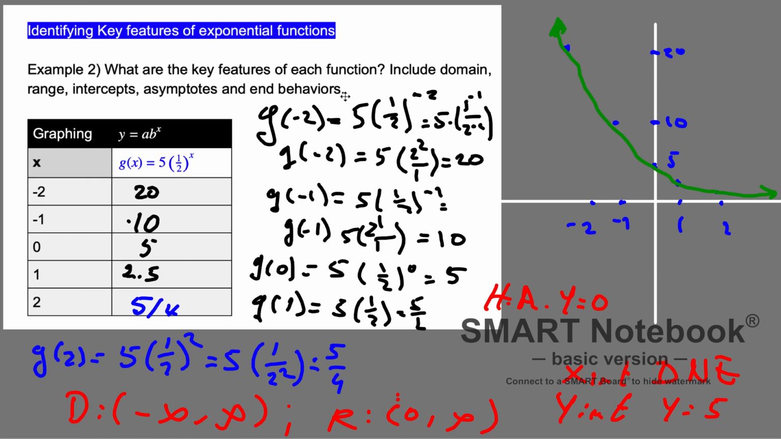And the end behaviors of the function are this way. As x goes to positive infinity, y approaches 0. And as x approaches negative infinity, y approaches positive infinity. So those are the end behaviors of this function.